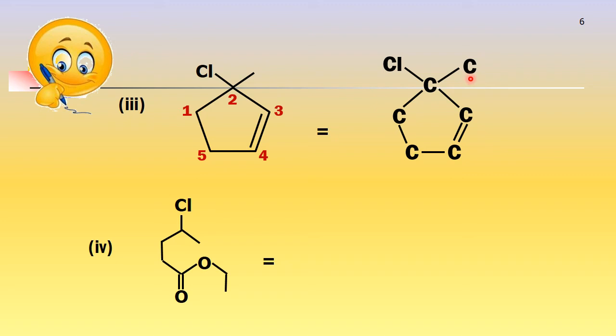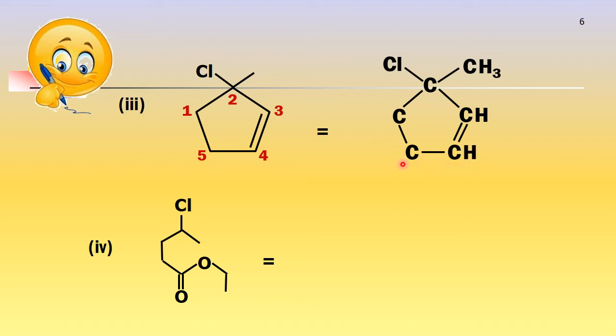So this carbon has 1 bond. Remaining 3 bonds will attach 3 hydrogen atoms. The next carbon, this carbon has 3 bonds right now. So the fourth bond will attach a hydrogen atom. The same goes to this carbon. Right now, it has 3 bonds, 2 and 1 here. So the other bond will attach a hydrogen atom.